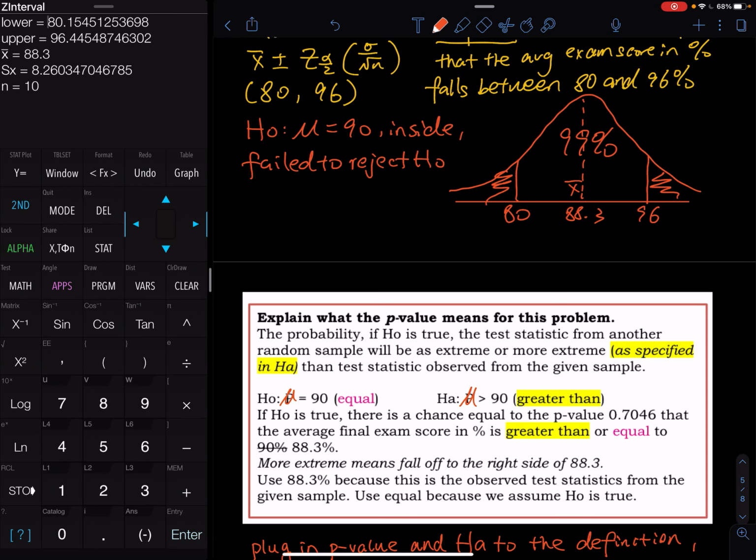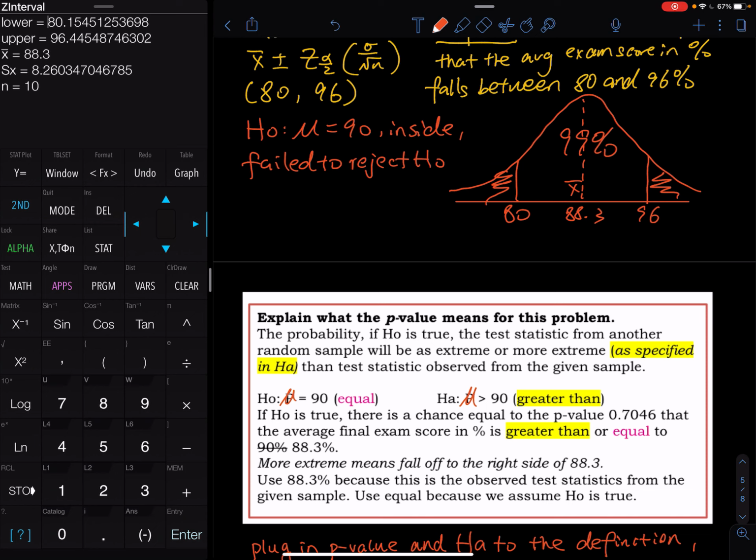So you start off with, if H naught is true. You always have to start with this. If the null hypothesis is true, and then you mention the p-value, there is a chance equal to the p-value, and you take that straight from the result, 0.7046, that the average final exam score in percentage is greater than, why do I take the greater than? The greater than is assigned in HA, so you take that straight from HA, or equal to. Why do I need to pick the equal to as well? Because if H naught is true, that's why you have to add the equal to the greater than. Then together, that becomes greater than or equal to 90%.